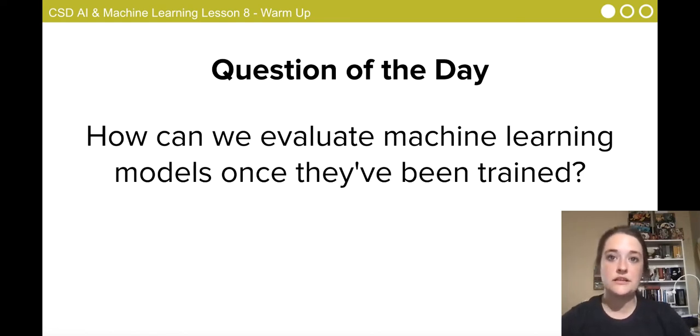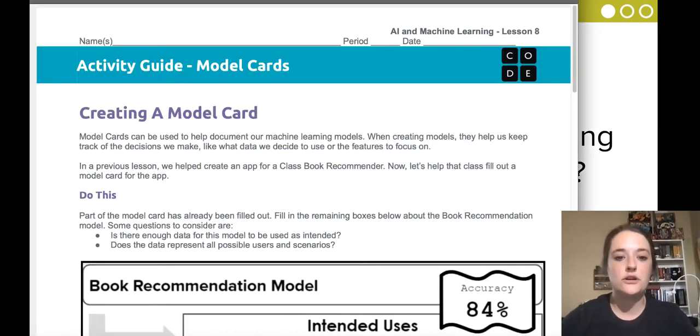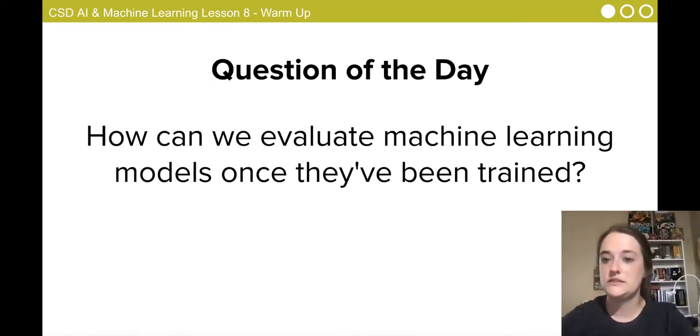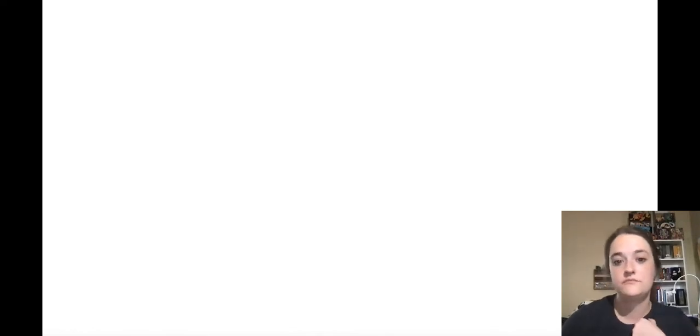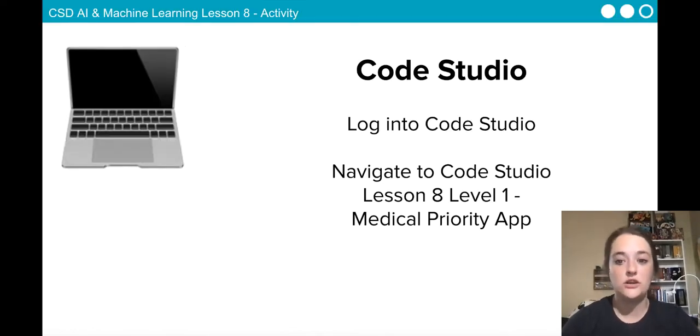First thing you're going to need to do is download your activity guide for model cards, so that way you've got that handy. And we are going to go to code.org, Lesson 8, Level 1. This is a medical priority app.